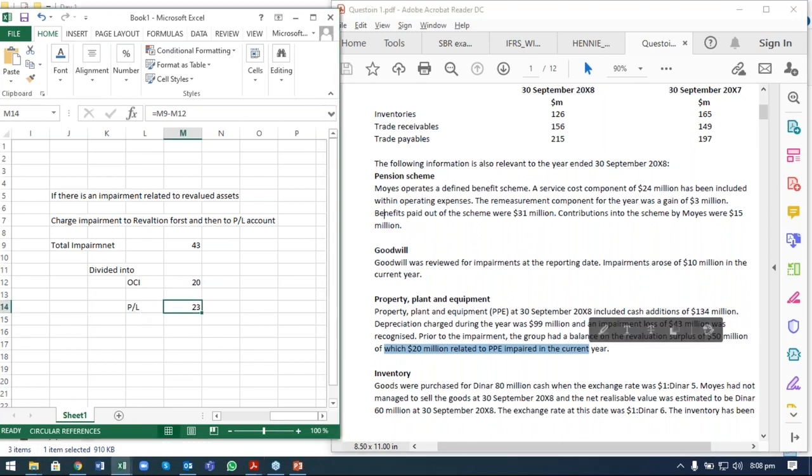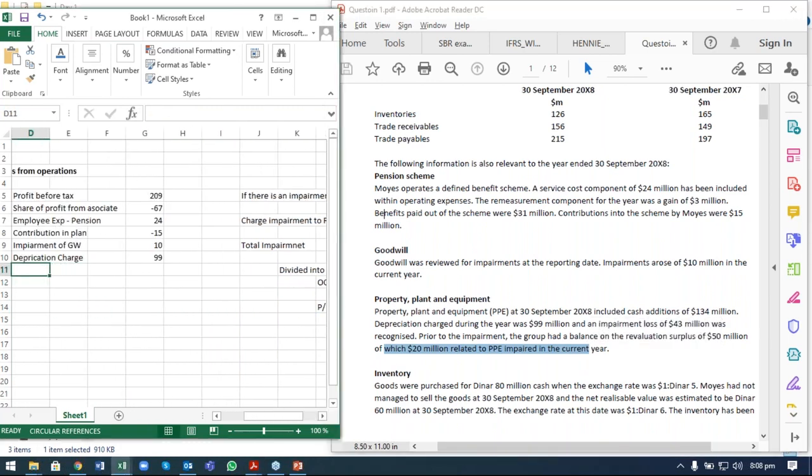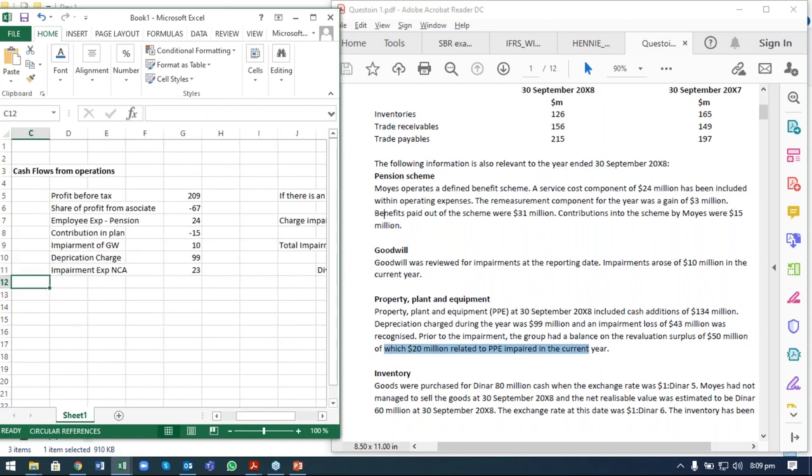So in this case, this 23 million should be reversed. I'm going to reverse impairment expense related to non-current assets with the value of only 23 million, as this is an expense and that had already reduced the profit and loss. So I have reversed it. I hope there should be no problem till this calculation.